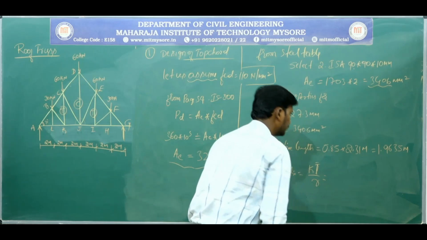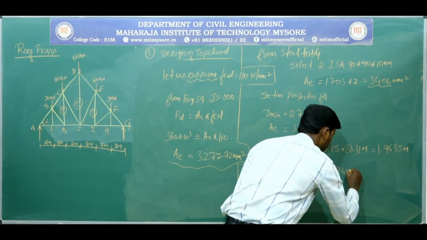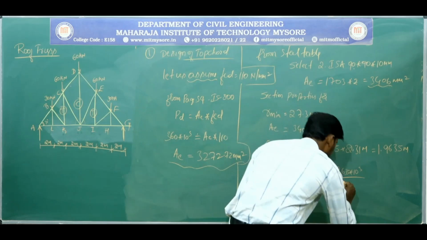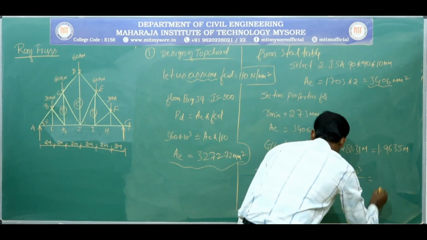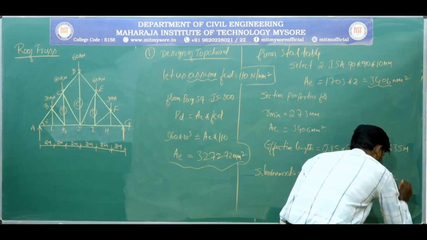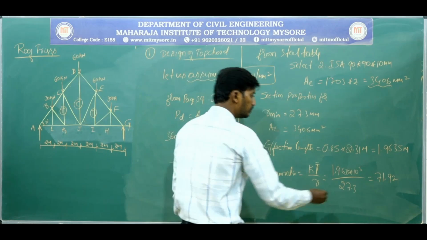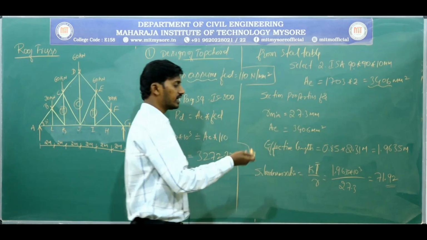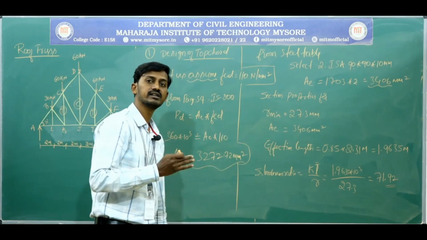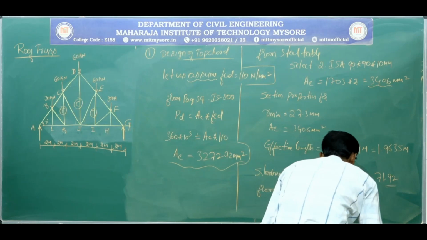KL by R is 1.9635 into 10 power 3 divided by R minimum, which is 27.3. If you solve this, 71.92 will be the value of lambda, that is the slenderness ratio. By having this value, again we should go with the steel table, the IS 800 code book, and get the FCD value. Page 42.